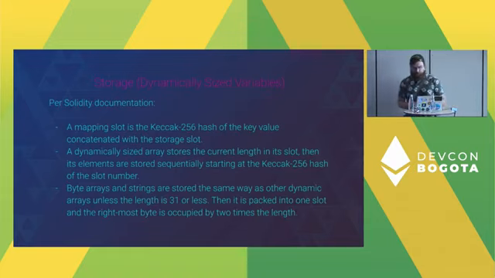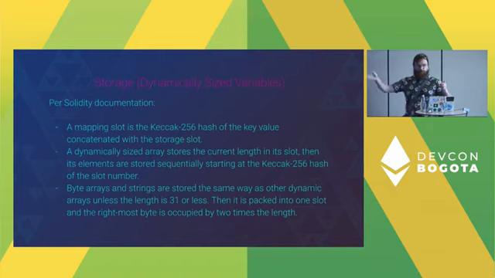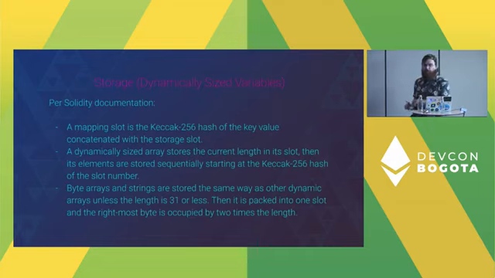Next, for dynamically sized variables, again, per the documentation in Solidity, a mapping slot is the hash of the key value concatenated with the storage slot. Right, so let's say, for example, a balance mapping in an ERC20 maps an address to a uint256. Let's say it's in slot 0. Whenever you need to read or write to this, we're going to take that address, pad it to 32 bytes, and concatenate that with another 32 bytes, which is the slot. It's going to be 0. And then we hash all of that, and that's where the actual value is stored.